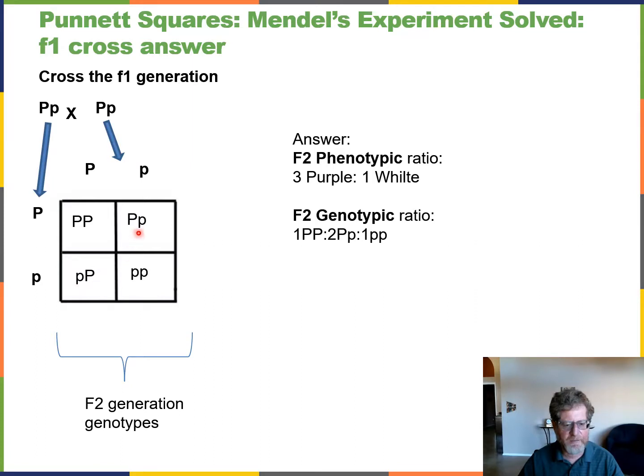When we write them, we generally write them with the dominant letter first. So we have 2 that have a big P and little p, and then we have 1 that has a little p, little p. Okay? So 1 homozygous dominant, 2 heterozygous, and 1 homozygous recessive.